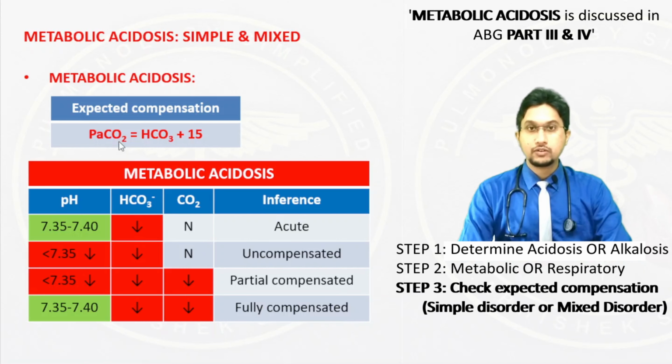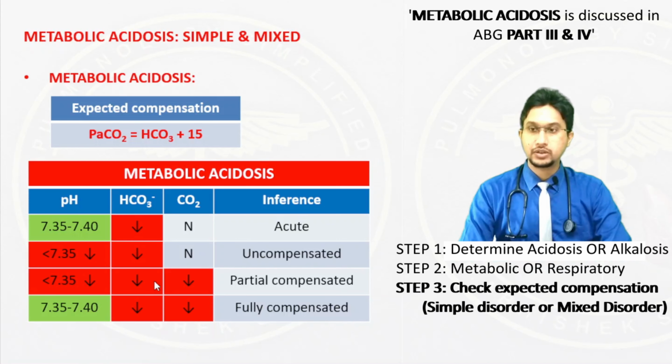Now, we always have to apply this formula of PaCO2 is equal to bicarbonate plus 15. If the calculated PaCO2 is matching the determined PaCO2, it is a simple metabolic acidosis. If at all the PaCO2 which is measured is not equal to or matching the decline in carbon dioxide, it means there exists a mixed disorder. So this is the importance of you calculating the expected compensation for all acid-base imbalance. If at all it is not matching, it means that it is a mixed disorder.